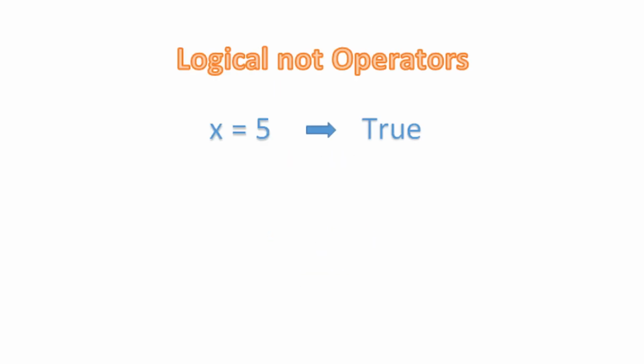In Python, any value which is not empty is true and any empty value is false. Here x is equal to 5, which is a non-empty value, so x is true and not x is false. Here x is 0, which is an empty value, so x is false and not x is true.